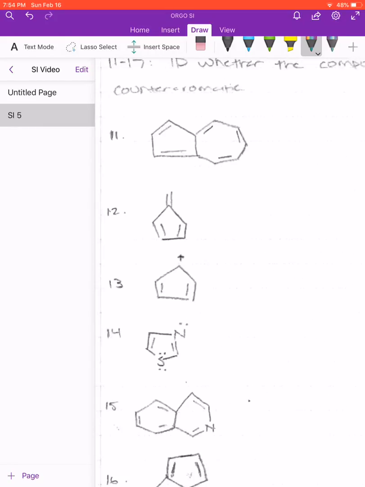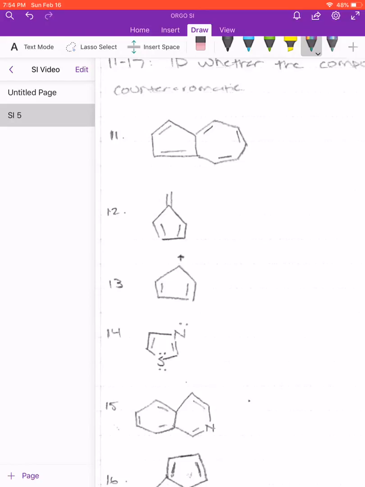So, number 11. Let's assume it's planar and sp2 hybridization on each carbon. Is the molecule actually conjugated? You can take this time to work it out by yourself.